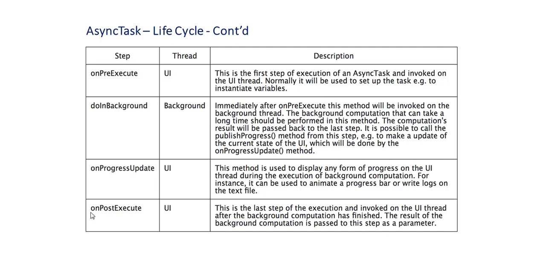On the other hand, we also have onPostExecute. This onPostExecute is nothing but the result which has been accomplished using the doInBackground method. Once doInBackground completes its task, it will send some result. That result will be received in onPostExecute, and it will be shown on the user screen on the user interface thread.